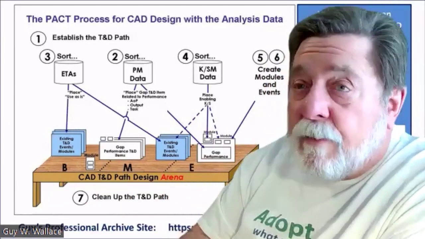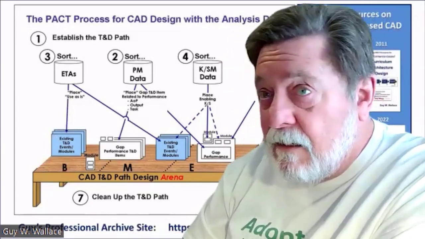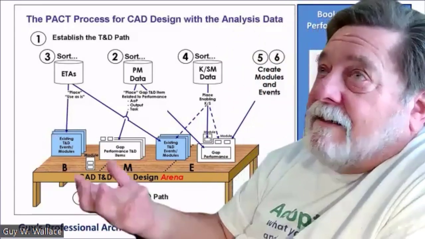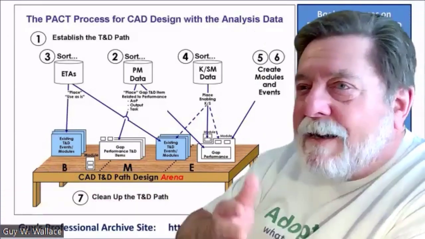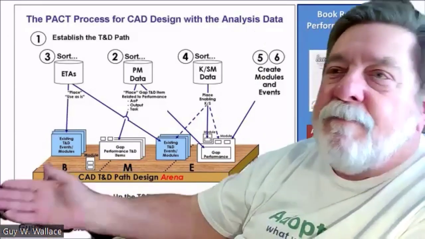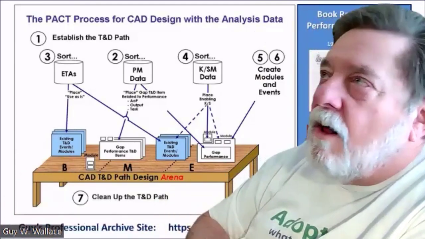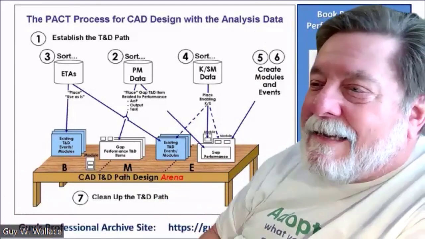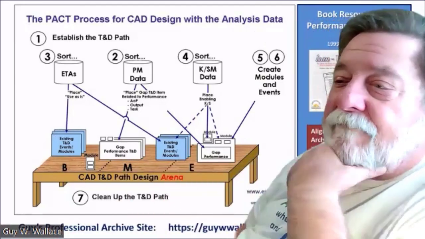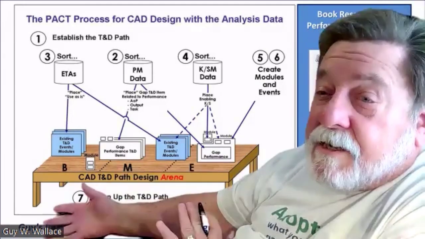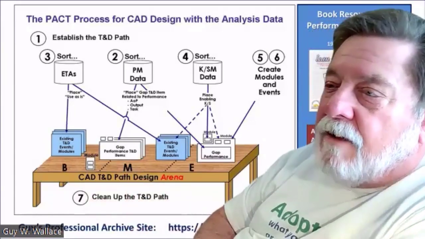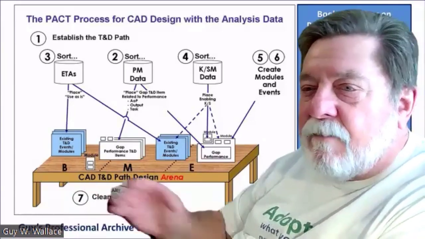And we find out that we're redoing the analysis effort while we're supposed to be doing design. So I established the training and development path, or learning and development path, or competency development, whatever you're going to call it. But I say there's a beginning, middle, and end. And in my graphic here on the table, which is the design arena, there's a beginning and a middle and an end to the path.